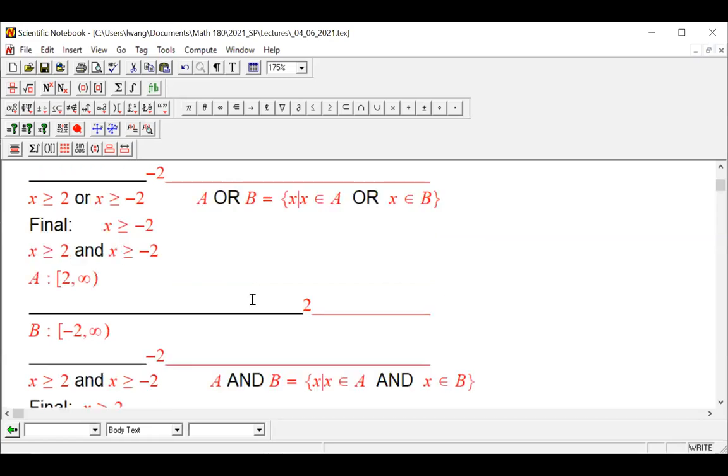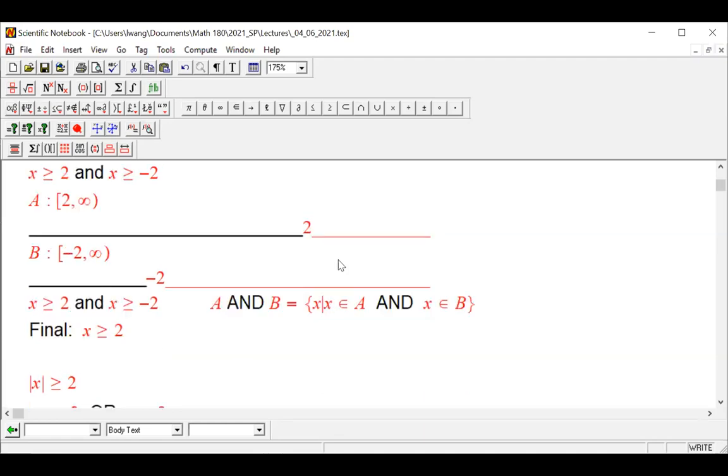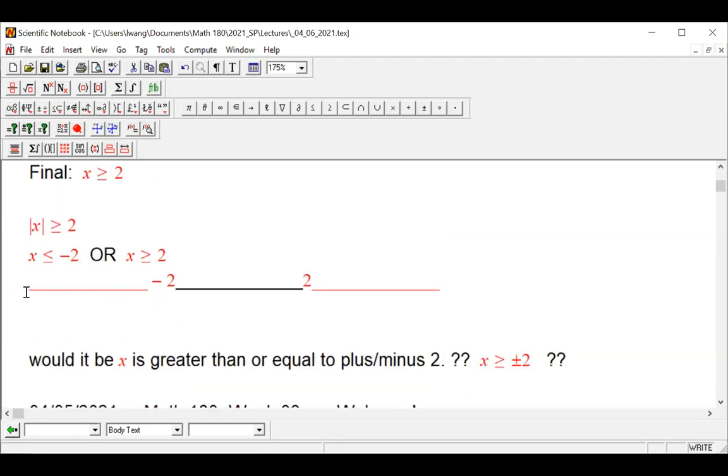Now, does either ambiguity, does either interpretation give us the right answer? The answer is no. The right answer is right here. This is the right answer. Do you see that? That's the right answer.